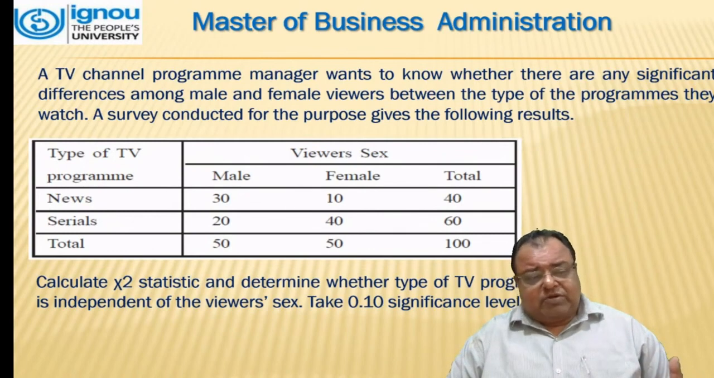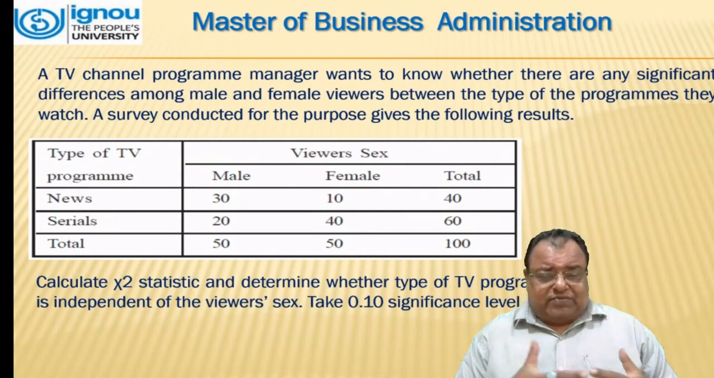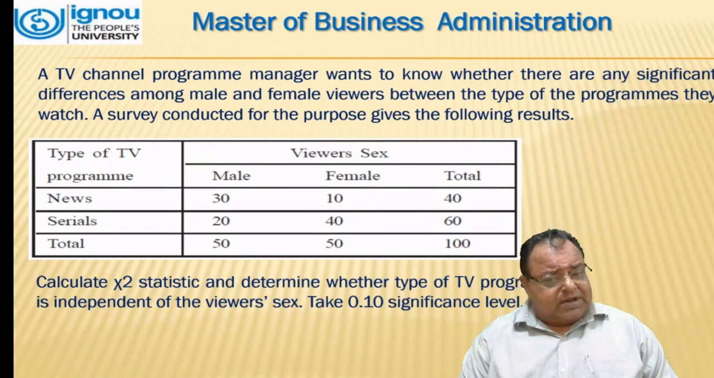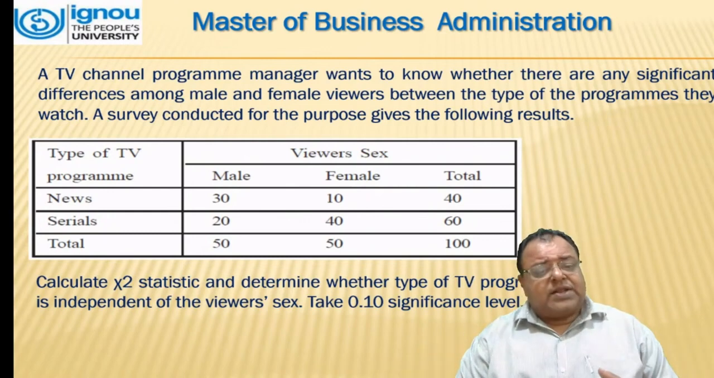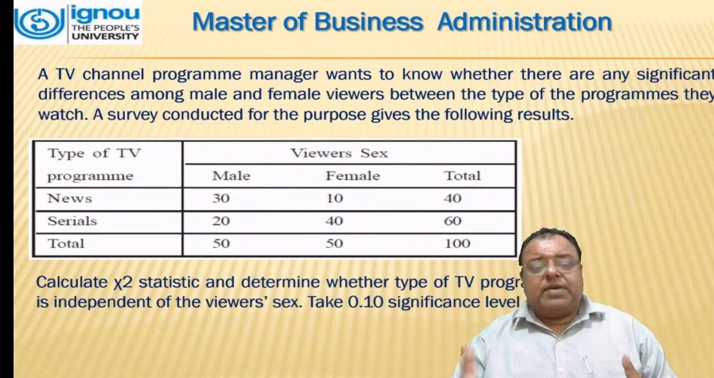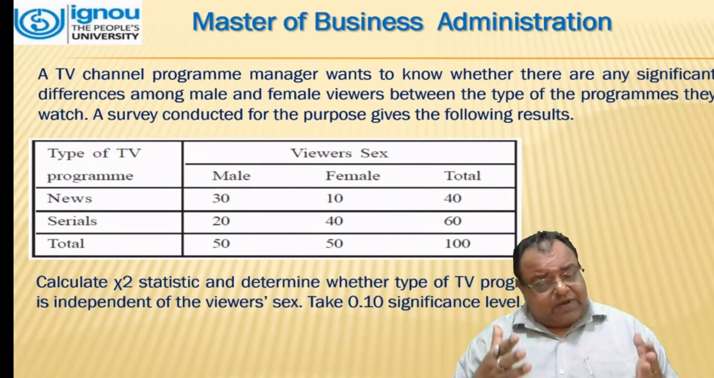There are two types of TV programs, that is news and serials, and the viewers' sex will be male or female. If we talk in terms of news, 30% of the males are there, and 10% of the females are there. In total, that is 40. And in case of serials, 20% of the males are there, and 40% of the females are there. That means the total becomes 60, and overall it becomes 100. And when we total male and female, it again comes out to 100.